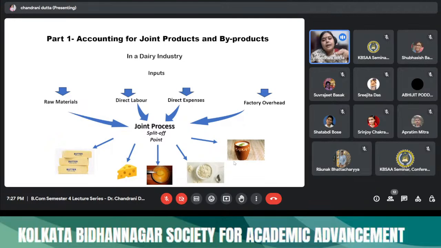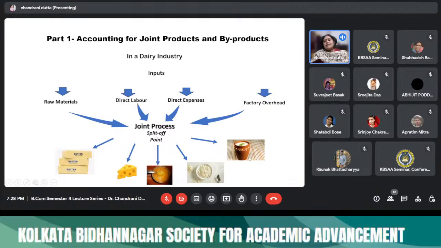Number two is their economic importance is much lesser than the economic importance of the main products. Okay, and other things are the same, like they are emerging from the same manufacturing process. They cannot be differentiated before you reach the split off point. And another thing is that, as I said, when I reached the split off point, I got an intermediate product, which I processed further, then it became butter; another I processed further, then it became cheese, and so on.